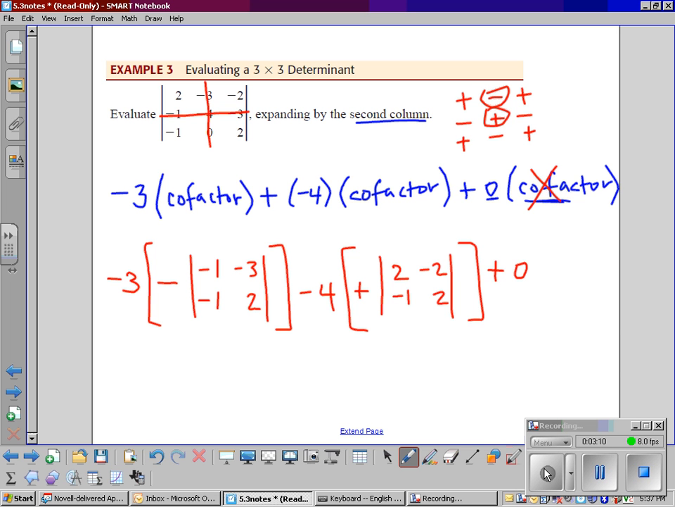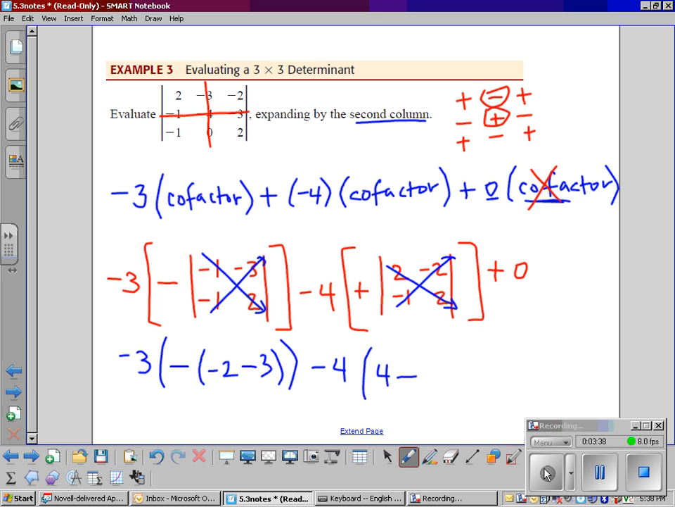Now I can go back and I can evaluate each of these determinants. So I'm going to keep my -3 out first, organize your work, and then I want to take the opposite of the value that this determinant represents. Multiply -1 times 2 and you get -2, minus -1 times -3 is +3, and then -4 times 2 times 2 is 4, minus -1 times -2 is +2.